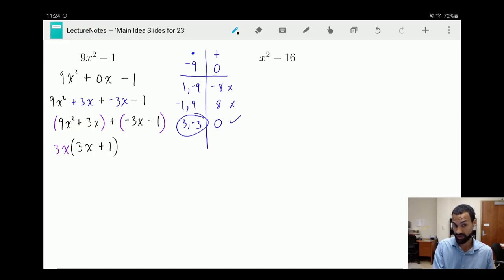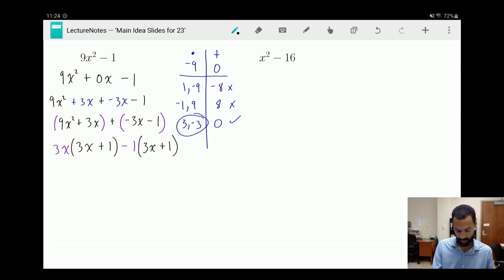Okay, now negative 3x minus 1. The only number they have in common is 1. And we're going to take out a negative 1 because of the negative in front of the 3x. Negative 3x divided by negative 1 is a positive 3x. Negative 1 divided by negative 1 is a positive 1.